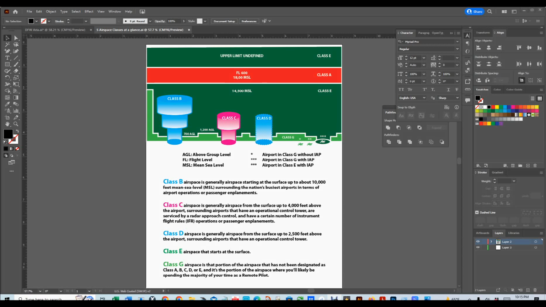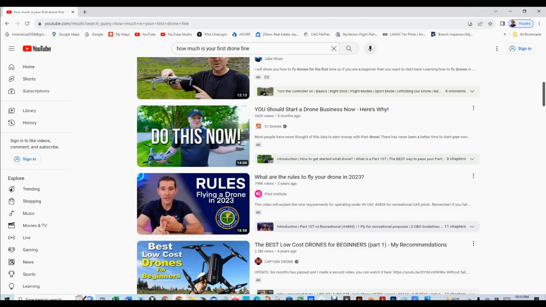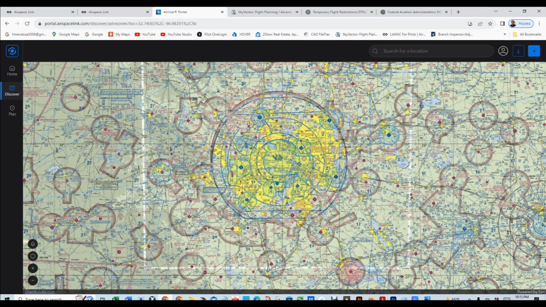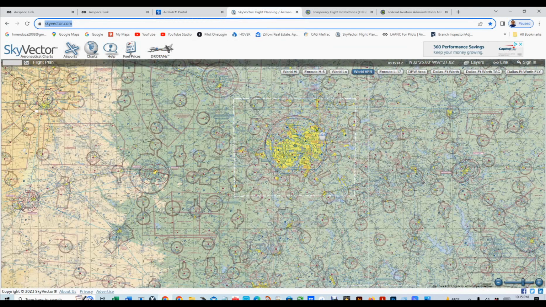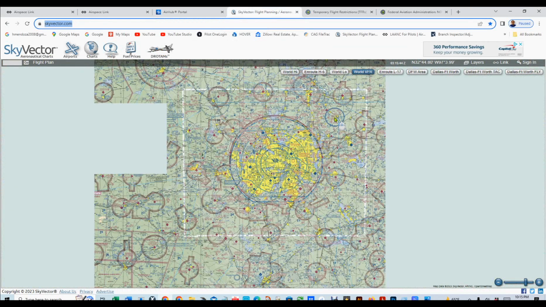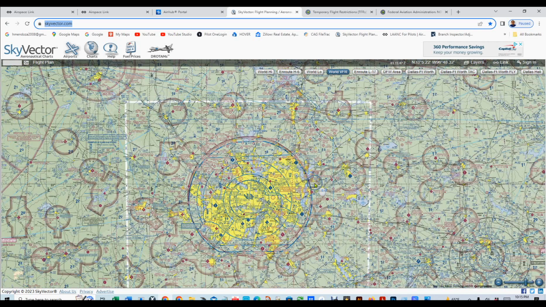Hopefully in the next few months I'm going to be showing a lot of things on how to get your Part 107 license. So there's a lot to go over. Whenever you go in and start looking at aeronautical maps and things like AirHub, SkyVector, it could be real intimidating looking at that. You see, this looks foreign, right? But it's really pretty easy. Once you learn this, it's real simple.